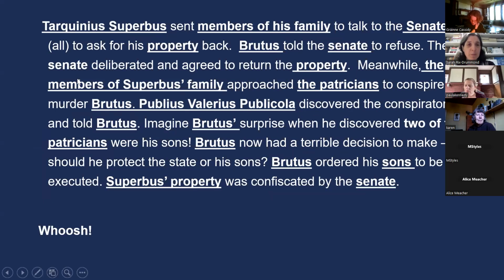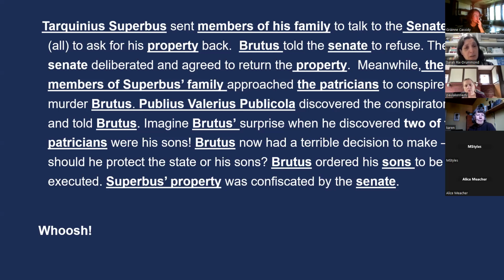So for this example, when I read it out, Tarquinius Superbus, the first person in the circle, sent members of his family, that's the next couple of people, to talk to the Senate, that's everyone, to ask for his property back. And because you're not just using people but objects, the people who are there to be the property have to work out what kind of property it would be. Would it be a house? Would it be luggage? Would it be gold cups? All that kind of stuff. Everyone who is underlined stays in the circle.